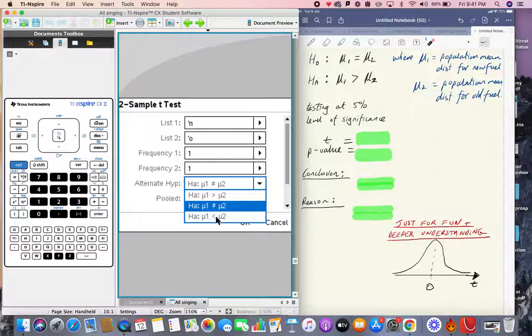All right. So here we're actually testing to see if mu1 is greater than mu2. So is the new fuel, does it produce greater distances travelled than the old fuel? All right. So that's why we choose lists 1 and 2. 1 is the kind of the new population mean, and 2 is the old population mean. You can do that on a consistent basis. Life's just a bit easier. So let's click this button. And then one final thing down here.